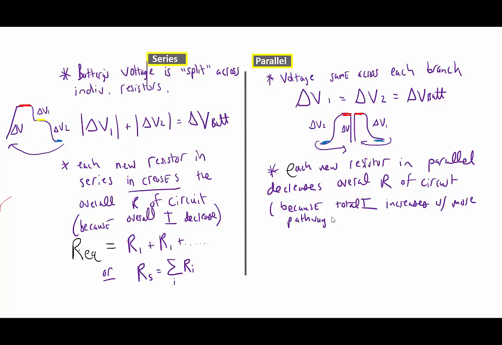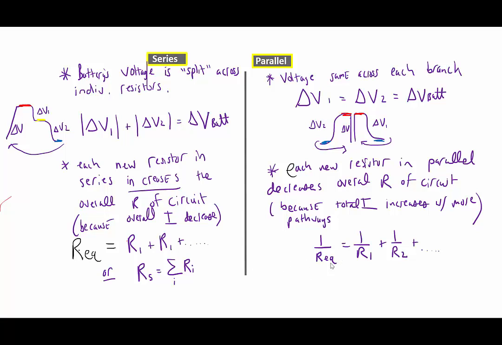So I have more paths for current to flow, more can flow. Okay, so the mathematics of this, and I'm not going to derive how we come up with this equation, it could be done. But at the end of the day, if we take the reciprocal of the total resistance in the circuit, it's going to be equal to the sum of the reciprocals of each individual resistance of each resistor.